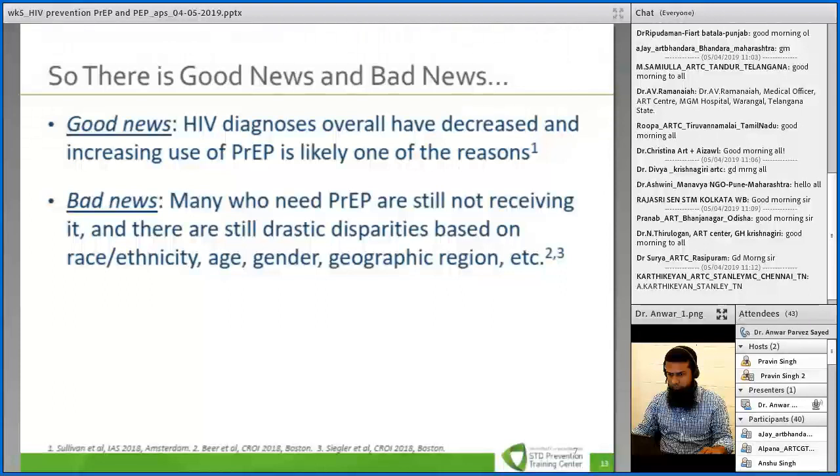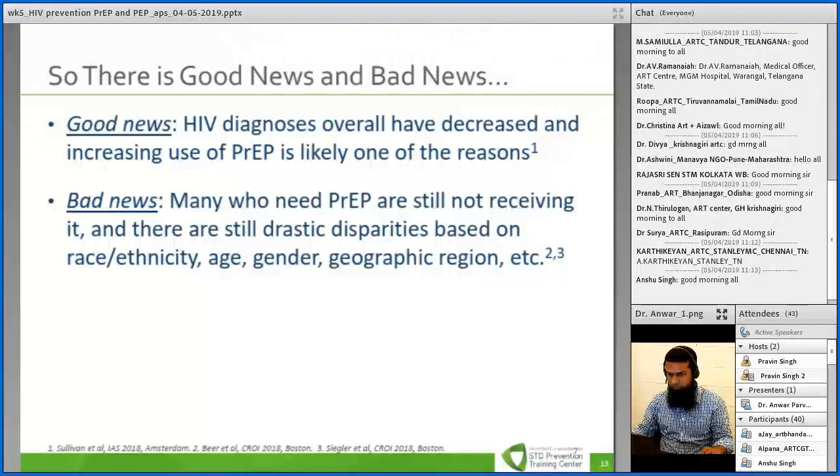Now please understand that even though pre-exposure prophylaxis is not in the program, it is still available in the private setup or in the community. It's not that it is not known to the people. At least some of them are aware of it. I'm not talking about the majority or all people of the community, but at least there has been some kind of advocacy of pre-exposure prophylaxis.